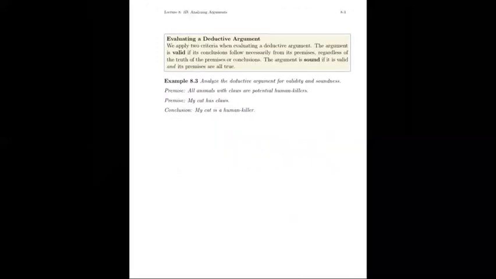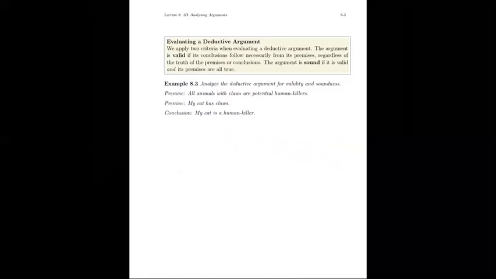So there are two criteria for evaluating a deductive argument, and they must go in order. First, we need to determine whether or not the argument is valid. That means that its conclusion follows necessarily from its premises. In other words, logically valid is another way to say this, or logically true. So in other words, does it use good logic? That might be another way to say validity.